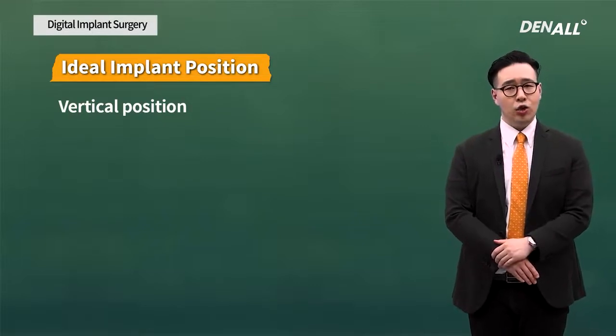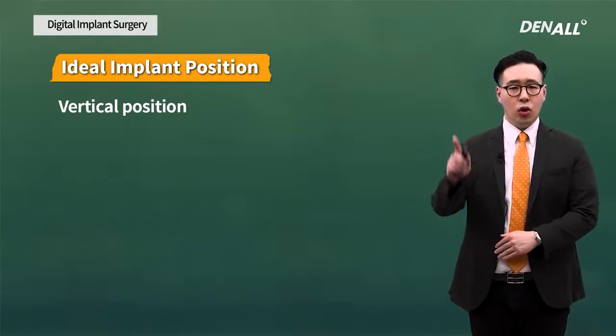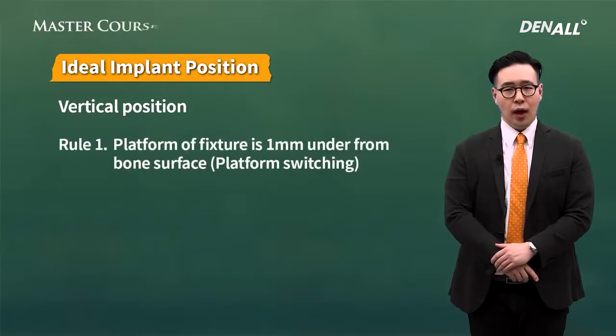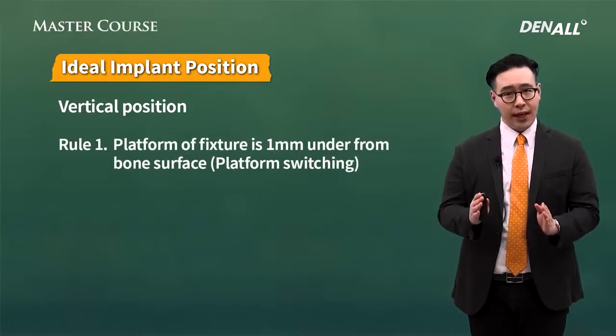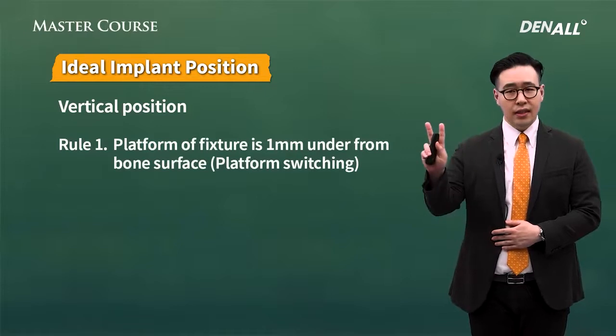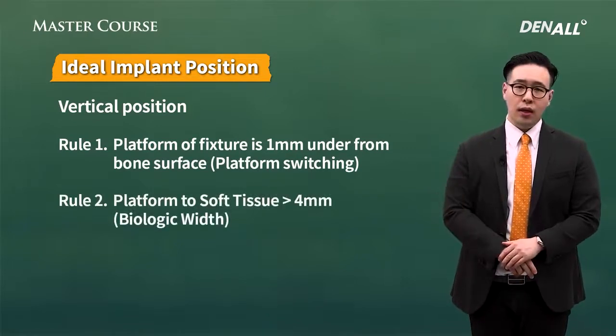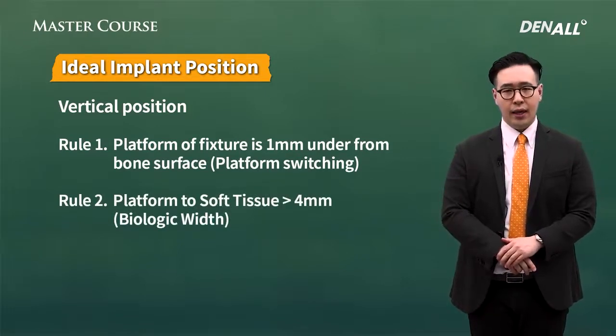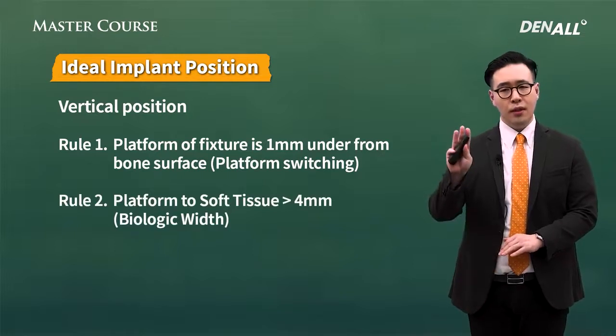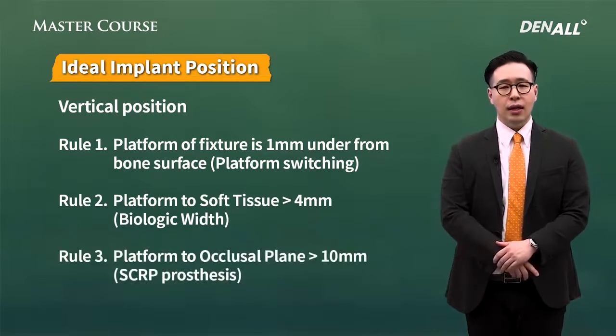First, to put it simply, is the platform of the fixture and its relation to the bone surface. Rule 2 is the relation of the platform and the soft tissue. Rule 3, the relation of the platform and the occlusal plane.